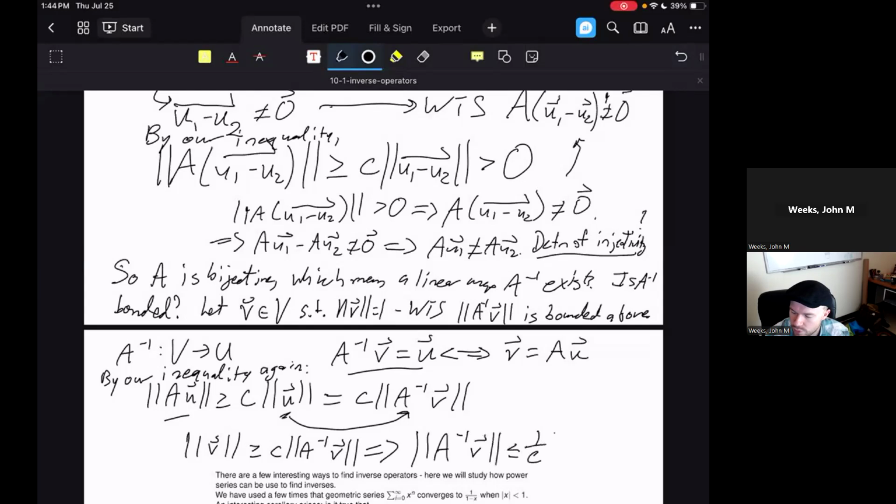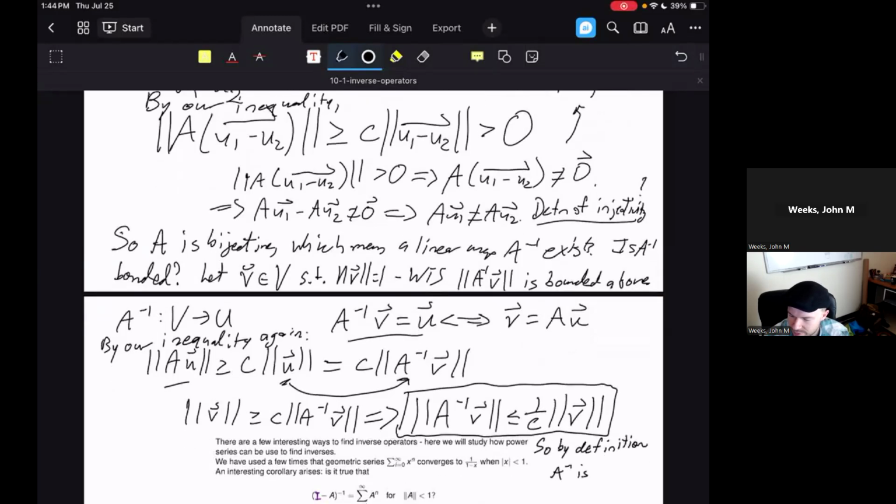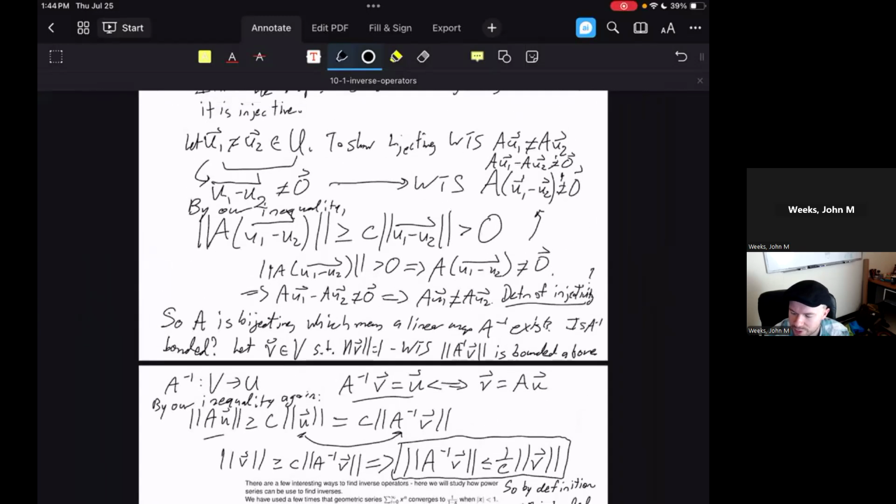So this is 1 over C times the norm of vector V. And this inequality right here is telling me that I have that A inverse V is bounded above. So by definition, A inverse is bounded. So it is an inverse, and that gives me what I'm looking for.